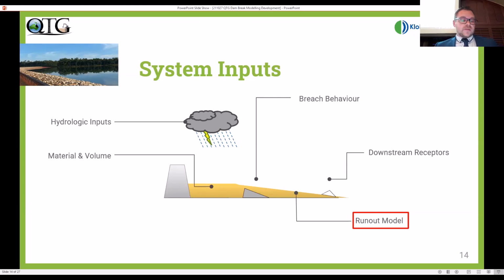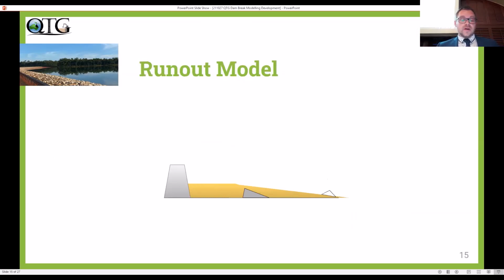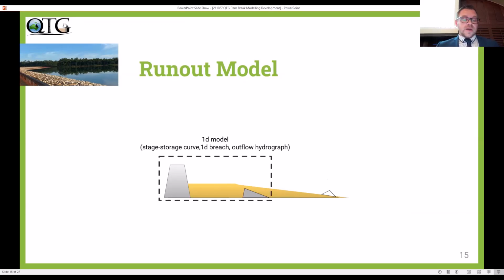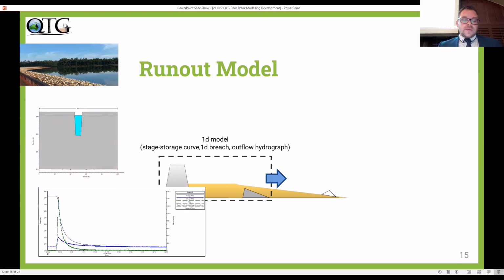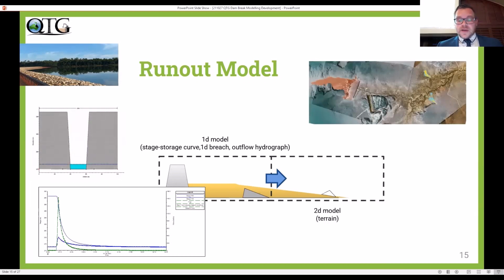So the way that it's typically been modelled historically is to develop a single model representing the facility as a stage storage curve or a 1D model. That model might have a breach as a weir for an overtopping failure, or an orifice for a piping failure. It'll have dynamic geometry that changes its width or elevation over time, and the outcome being a breach hydrograph or a similar relationship of mass over time. This output hydrograph would then be added to a more detailed numerical model of the downstream area.